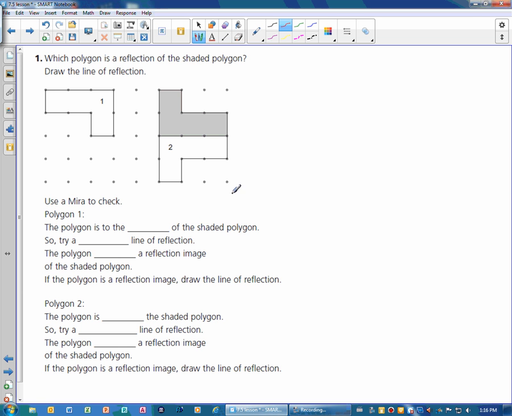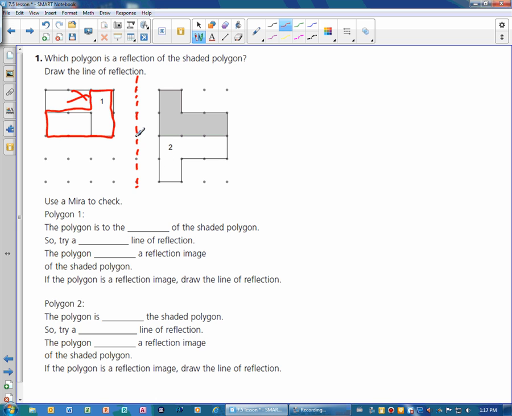All right, try the check. Number 1, which polygon is a reflection of the shaded polygon? So pause, give it a try, and then come back and check. Okay, so polygon number 1, do you think that this line, which is right in the middle, would result in this reflecting onto this? And hopefully you're thinking no, because if it got reflected, it would look like this, wouldn't it? It wouldn't look like the one we have. So number 1's no, there's no way to reflect it.